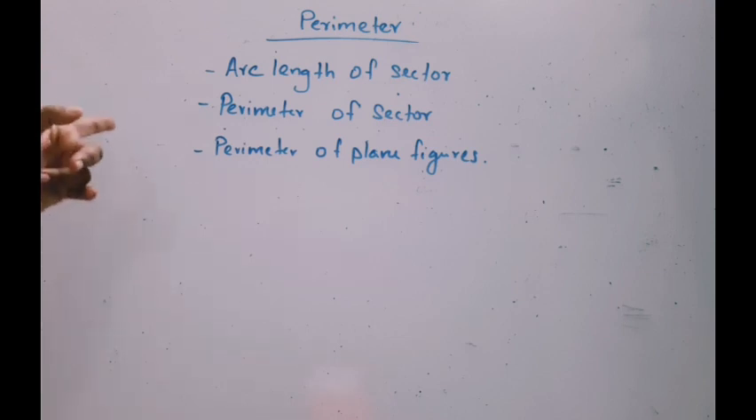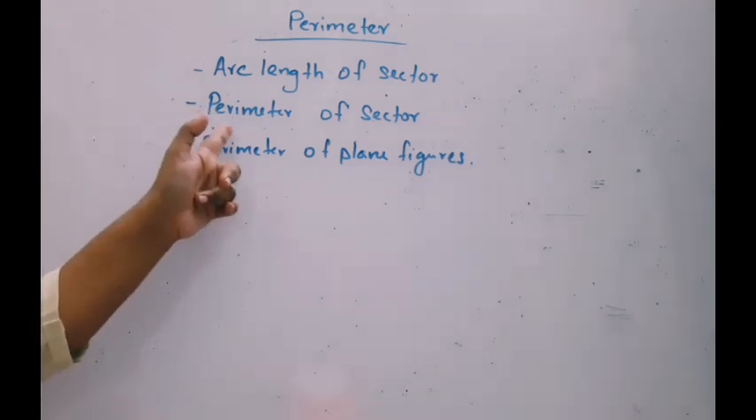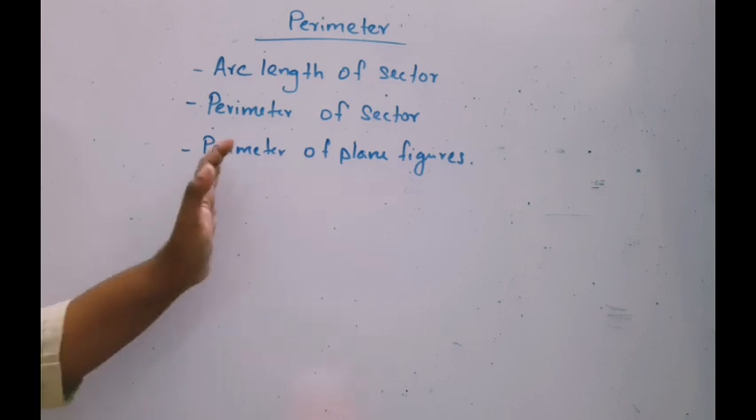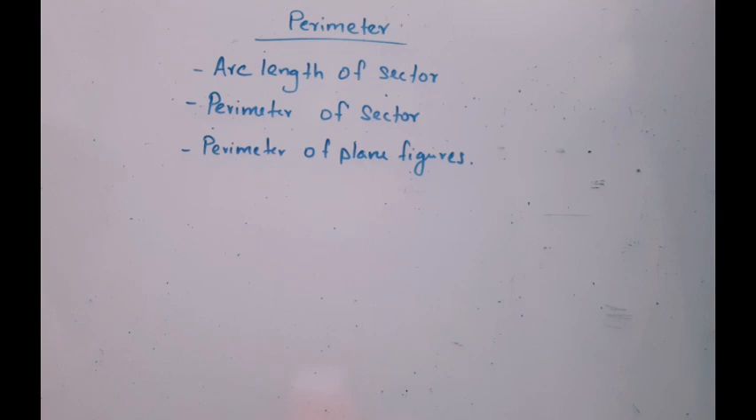Under this lesson, we will be covering three main topics, which are finding the arc length of a sector of a circle, then finding the perimeter of a sector of a circle, and then, at last, the perimeter of plane figures which contain a sector of a circle. So let's move into the lesson now.